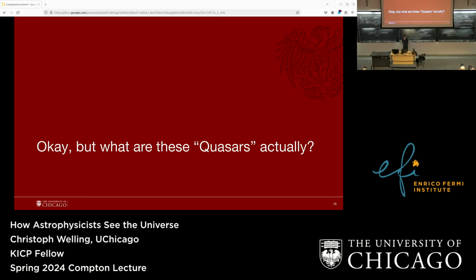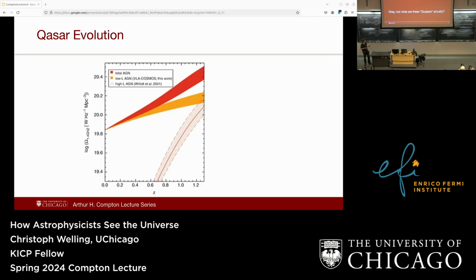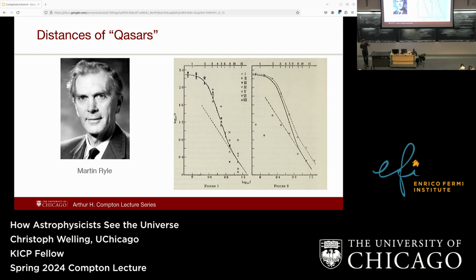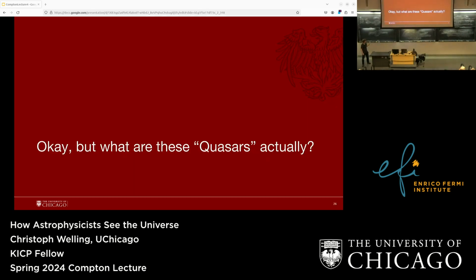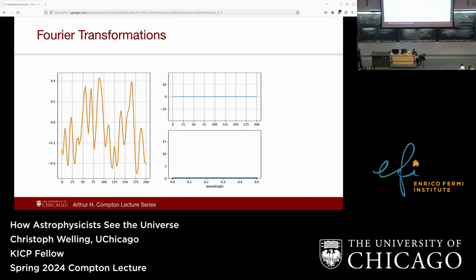But okay, so what are these actually? That would be interesting to know. And for that, we need to find a way to get a better resolution with our radio telescopes. Martin Ryle was one of the pioneers of this technique, and he ended up getting a Nobel Prize for figuring out this technique called interferometry. For this, I have to talk about math a little bit, but bear with me. I promise there's going to be only one equation, and it's a pretty simple one.